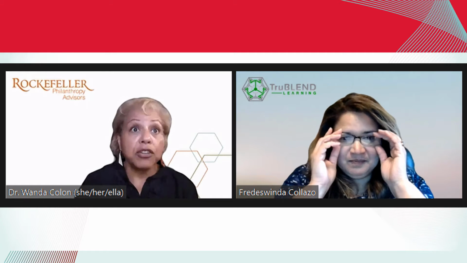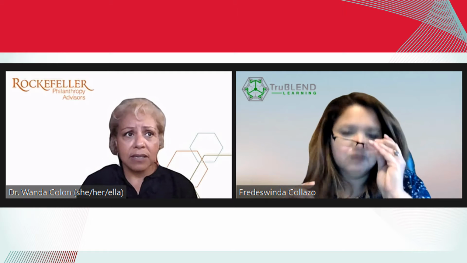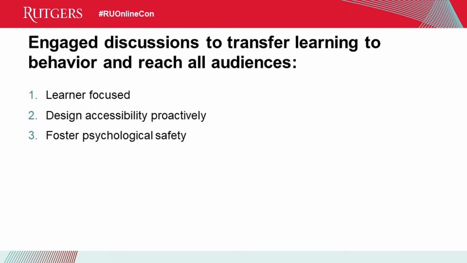Now that my colleague has set the ground for talking about accessibility and how we look at accessibility when it comes to adult learning, our discussion is going to focus around three big components. Learner focused: we're going to consider how it is important to create those environments for learners based on their needs. So focused on the learner.